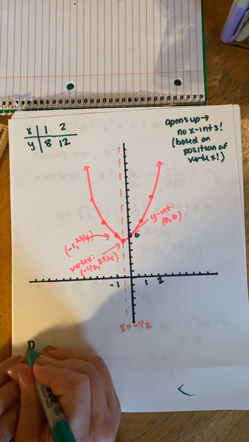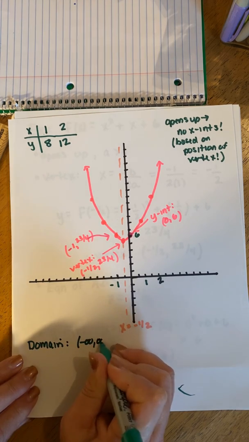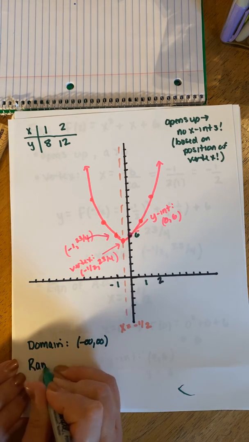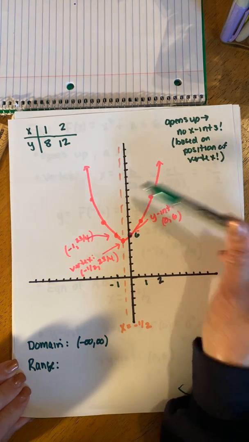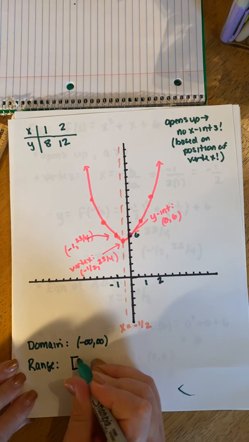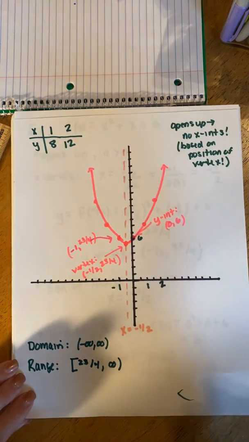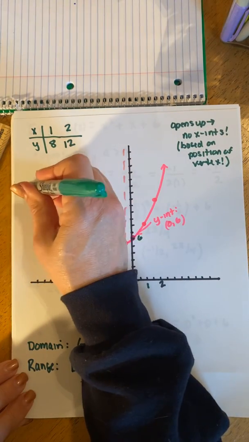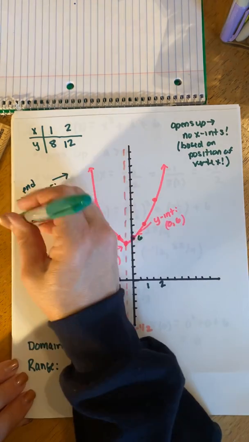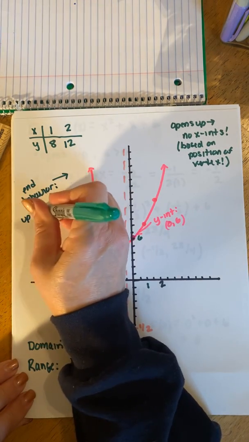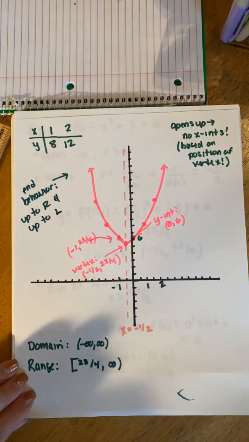The domain, all real numbers. The range, well, all the y values fall above the vertex. So the range contains the vertex, 23/4, and everything above it, shooting off to infinity. The end behavior, we would say up to the right and up to the left.